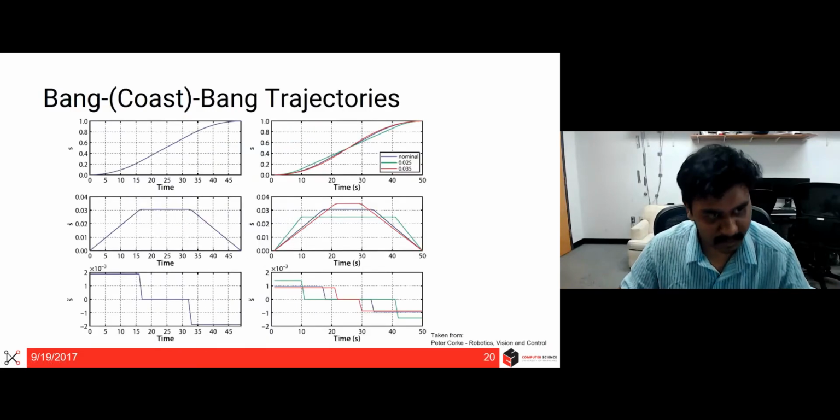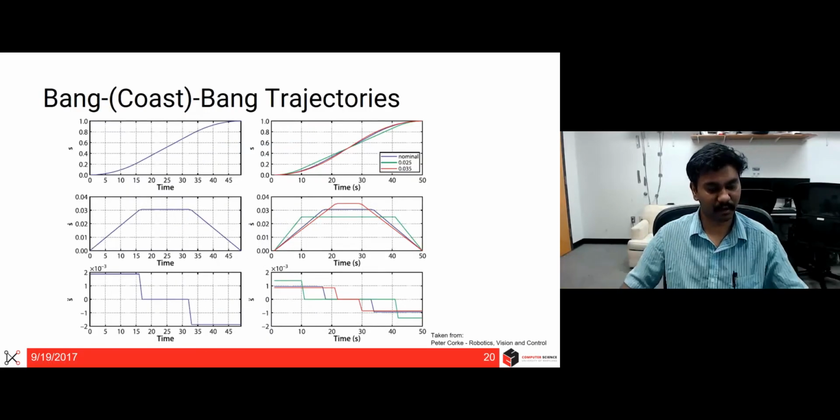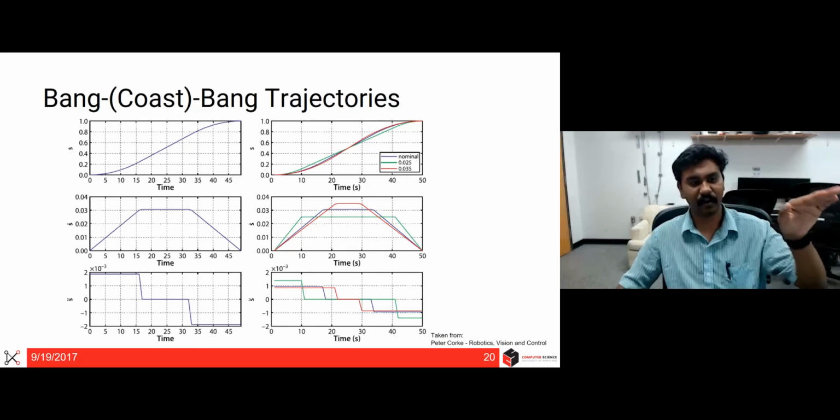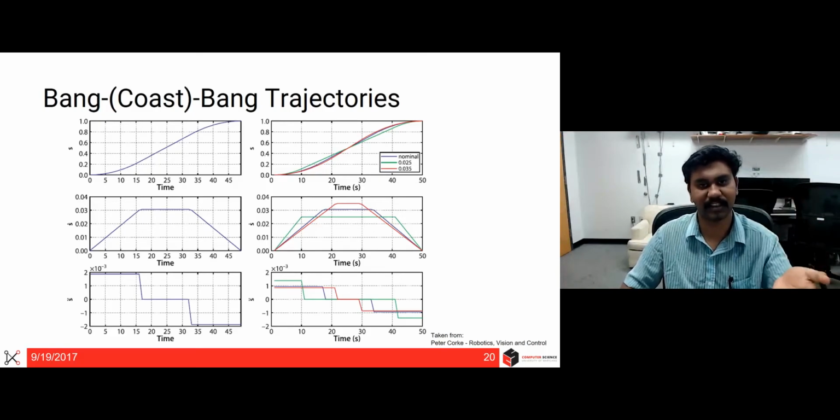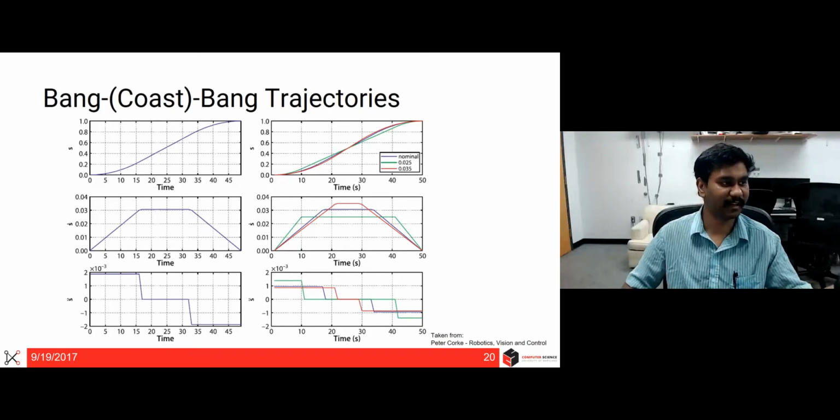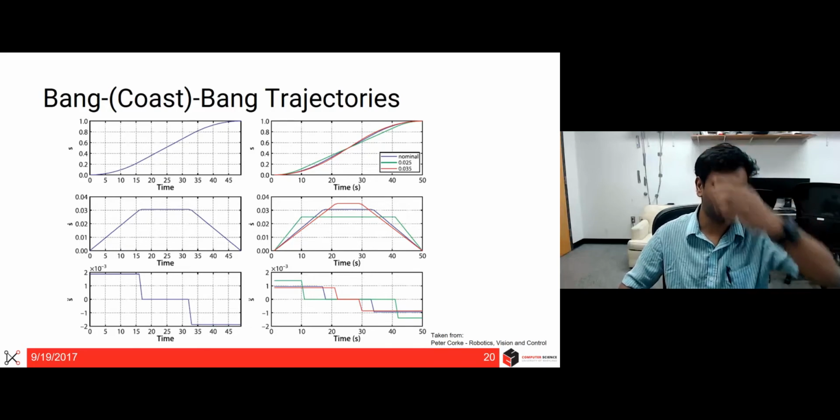Now let's look at another trajectory generation or profiling algorithm called bang-coast-bang trajectories. The reason why this is important is because you might have a limit of how much velocity you would want to impose or how much acceleration you can impose, and this makes it super easy to impose that, for one. And the second condition is this is much easier to compute than a cubic trajectory.